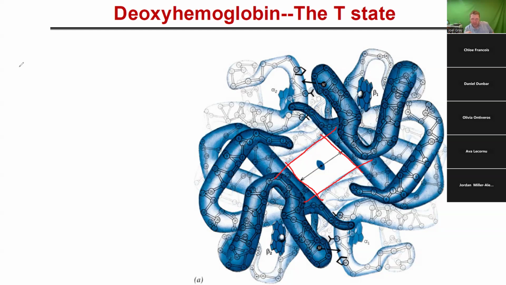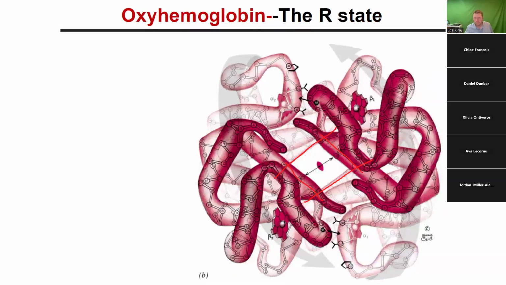Oxygen doesn't bind in that center region, but when we go to the R state, the oxygenated form of our protein, where oxygen binding has taken place distant from there, let's see how that central cavity changes. Okay, what happened to that central cavity?